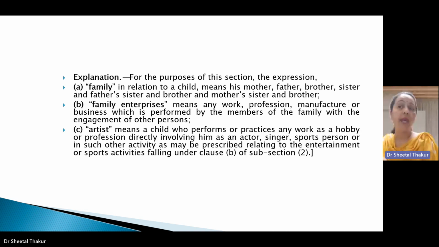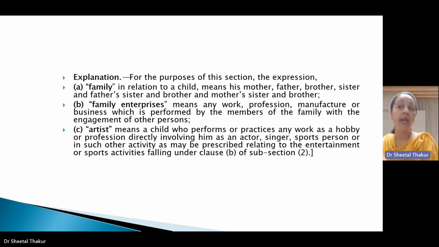He is also not allowed to work between 7 p.m. and 8 a.m. He will not be allowed to work overtime, and he will not be allowed to work in an establishment on any day on which he has already worked in any other establishment. So these are the certain regulations which have been specified under section 7 of this act.